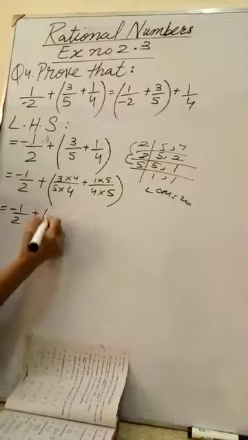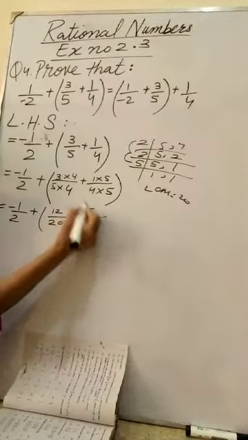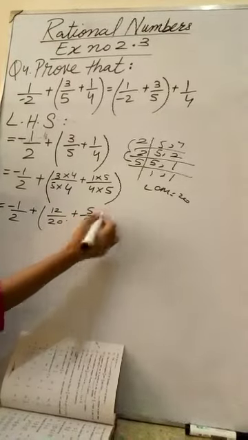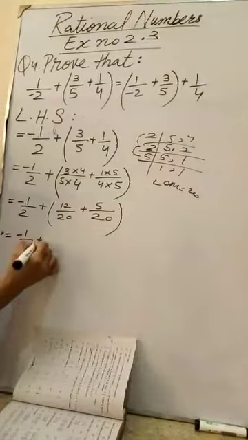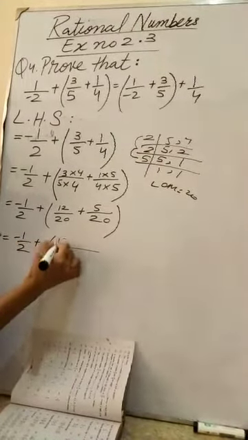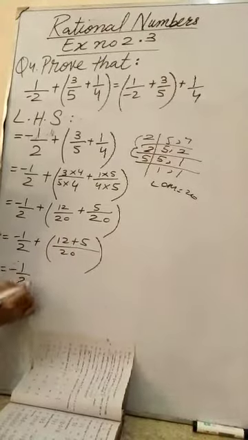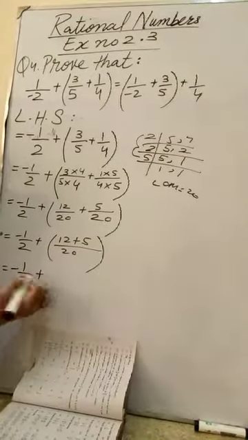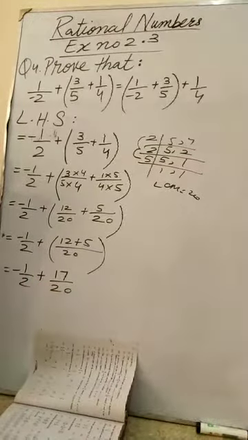Now we have to solve this. 3 4 times 12, 5 4 times 20. 5 1 times 5 and 4 5 times 20. Now the LCMs are the same. So take the common LCM and add the above values. 12 plus 5, the answer will be 17 over 20.